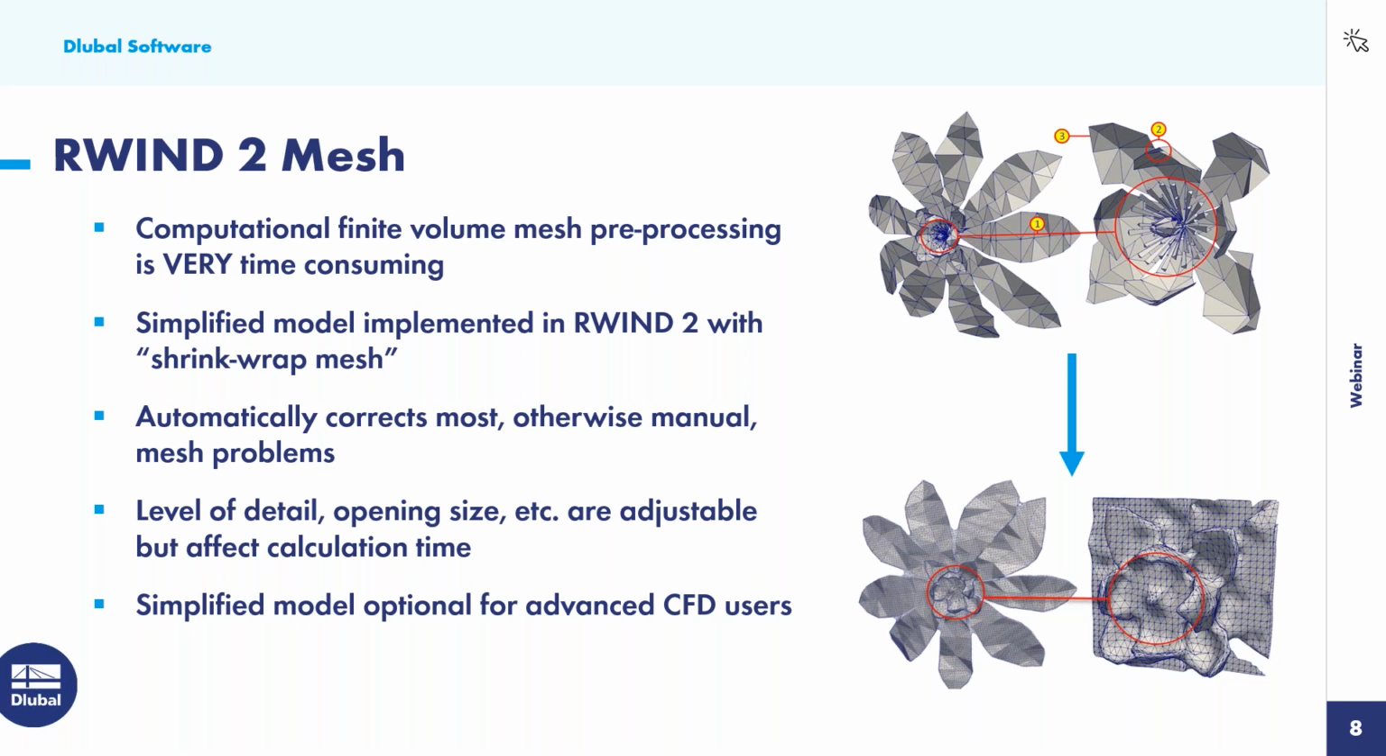Now, this simplified model for this shrink wrap mesh is optional within the program. You can turn it off and import in your own boundary lines for this mesh, but for 99% of us, we're probably going to use the default option where the mesh is automatically generated for us, unless you're an advanced CFD user.